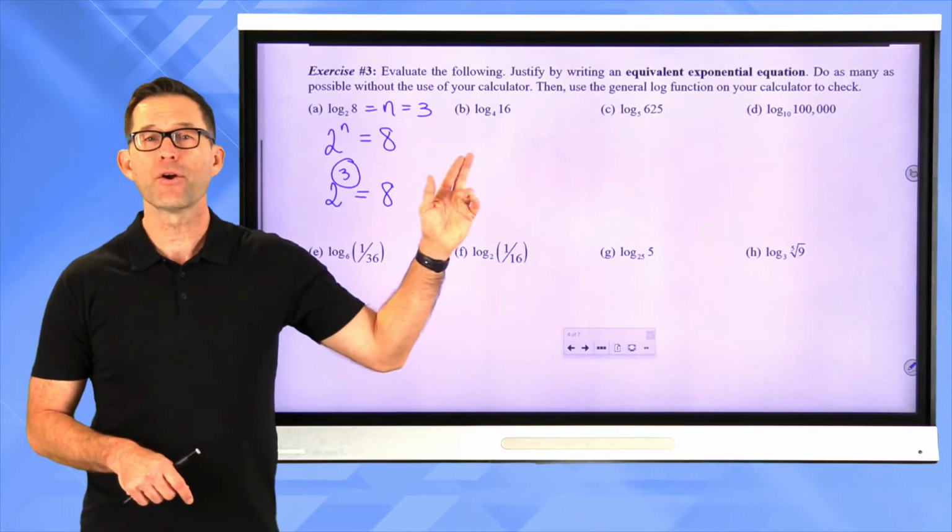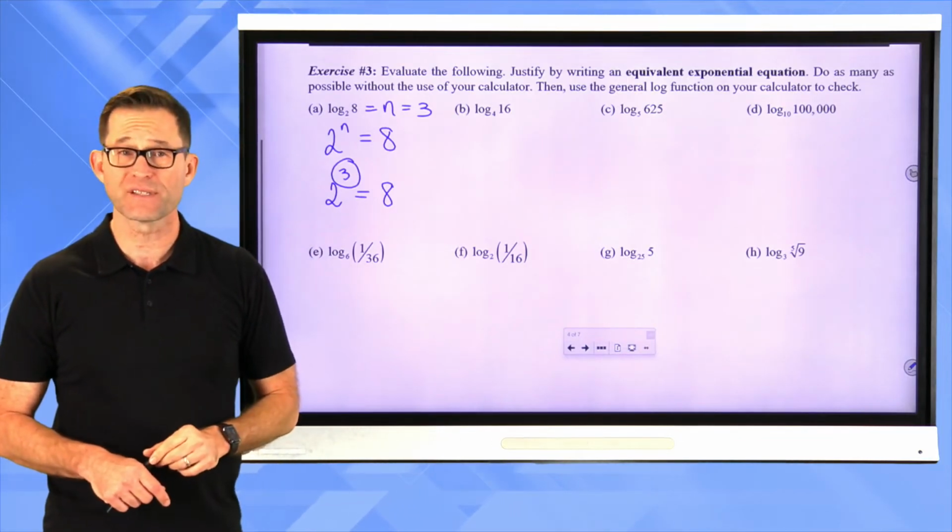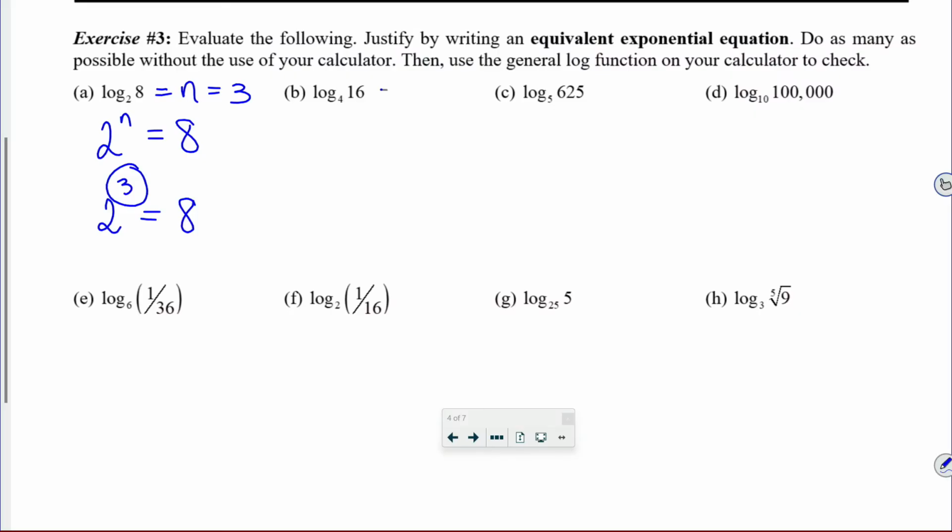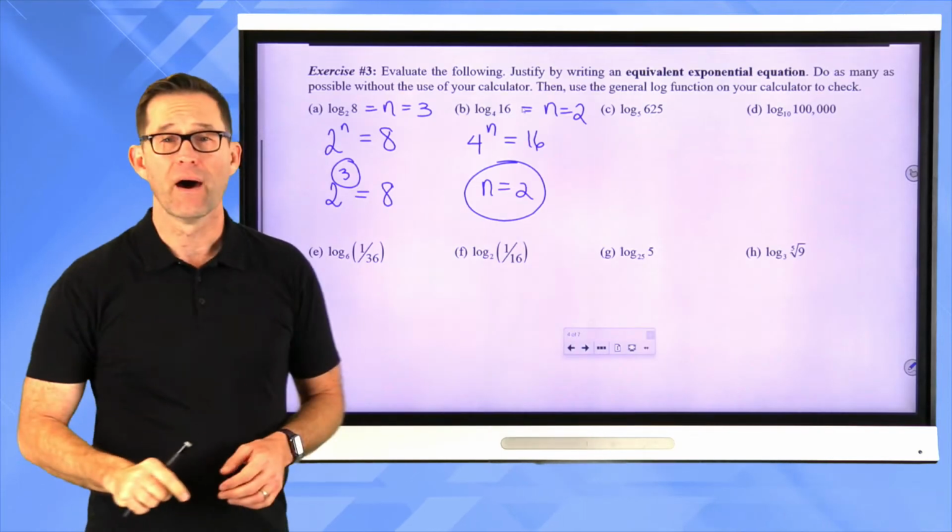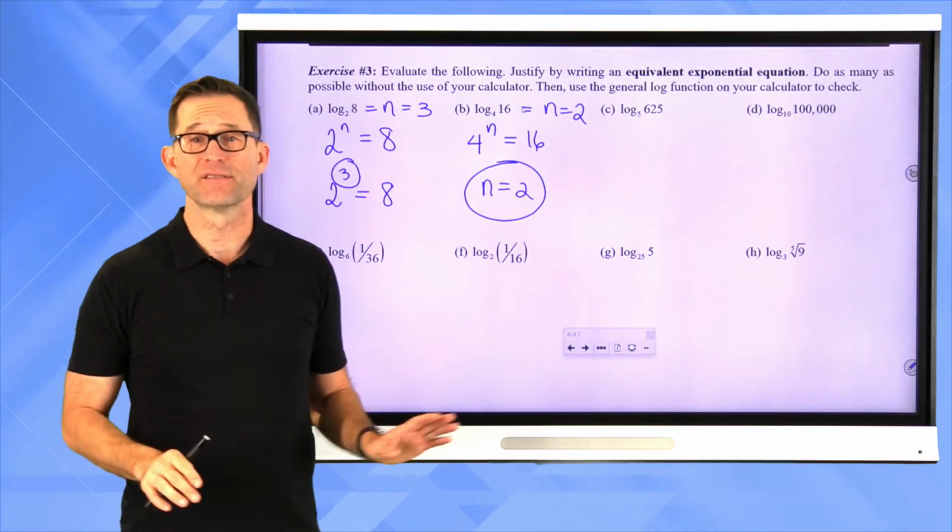All right, well, letter B, the log base 4 of 16. Again, that is basically trying to answer the following question: 4 raised to what power gives me 16? And that one's pretty easy, right? That's equal to 2. Now, 4 squared is 16, as simple as that.